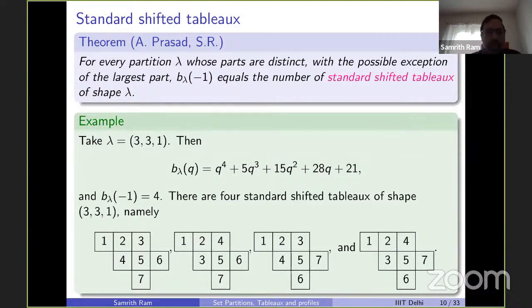The proof is actually combinatorial. These b_lambdas are defined in terms of these q-integers, right? The q-integers at minus 1 behave very nicely. They're always either 0 or 1. So it boils down to summing, rather than over all tableaux, over a certain subset of tableaux of a given shape. And then it turns out that those tableaux are precisely these standard shifted tableaux. This is actually not difficult to prove once one has the interpretation of b_lambda as the sum of the q-statistic over tableaux. Okay.